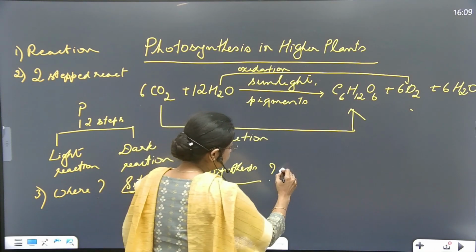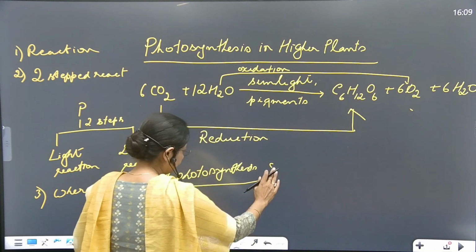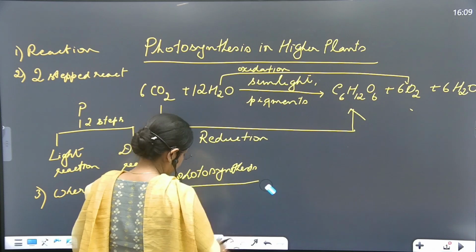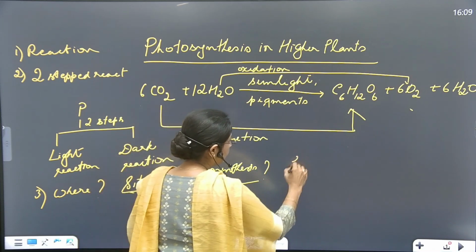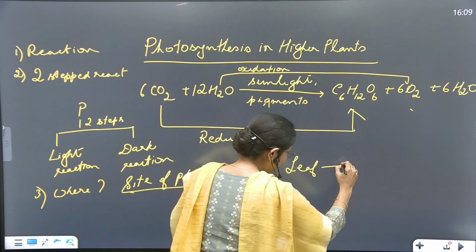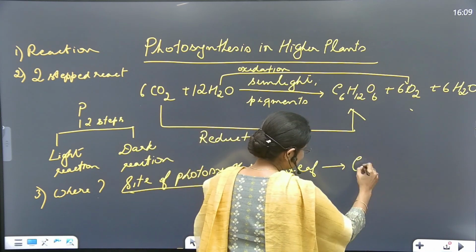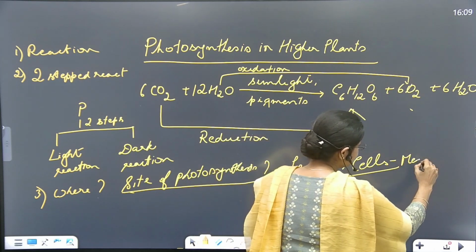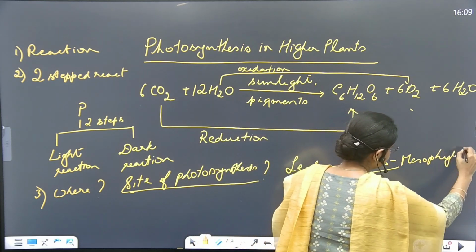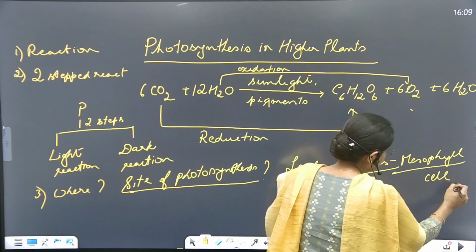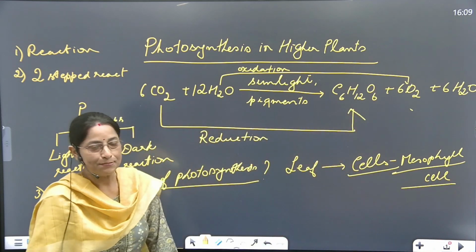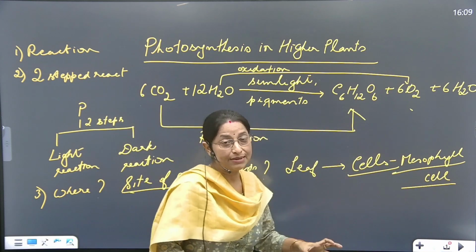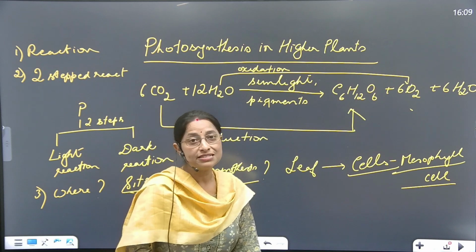So where does photosynthesis occur? The leaf has cells, and we have a name for the cells. Have you heard this word called mesophyll cell? So photosynthesis occurs in the mesophyll cell. You have to have a concept of the mesophyll cell also. What is a mesophyll cell?